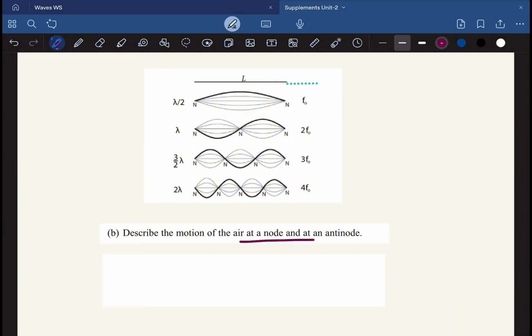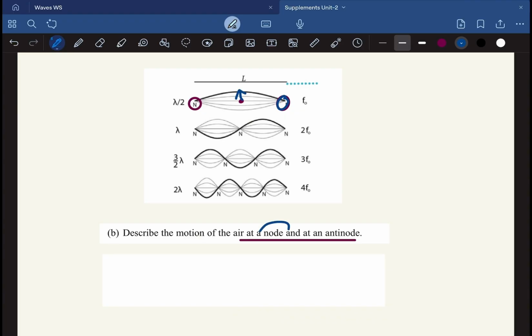Now let's go through this very important question which says describe the motion of the air at node and at antinode. Okay, now we know this is our node and this is another node, and in the middle here is the antinode, right? And here in the middle is the antinode. Now at an antinode there is maximum displacement, but at a node there is no displacement. There is zero displacement at the nodes.